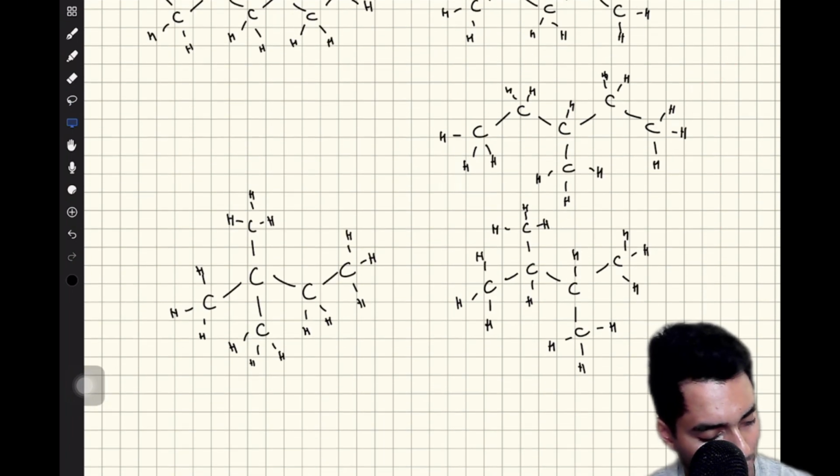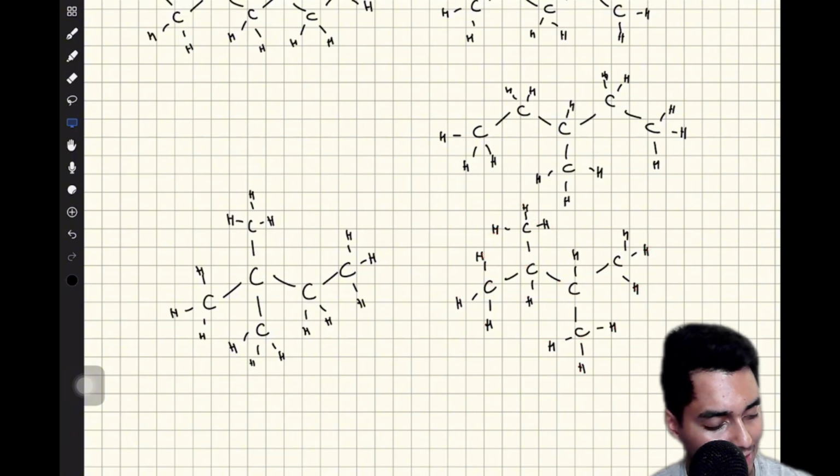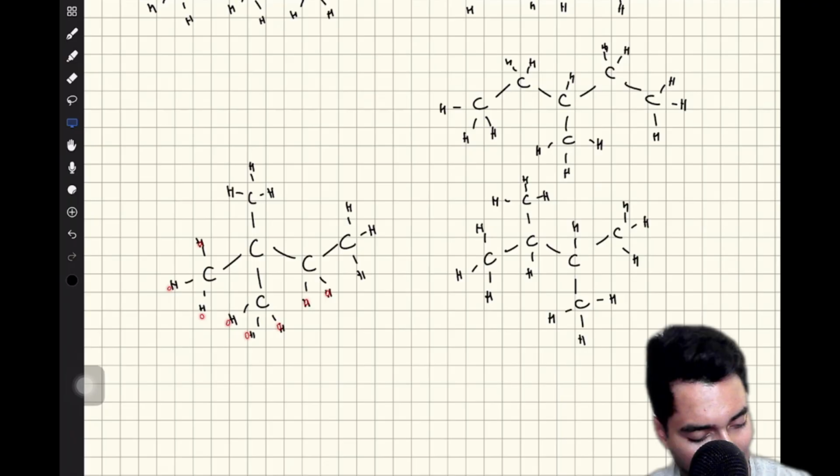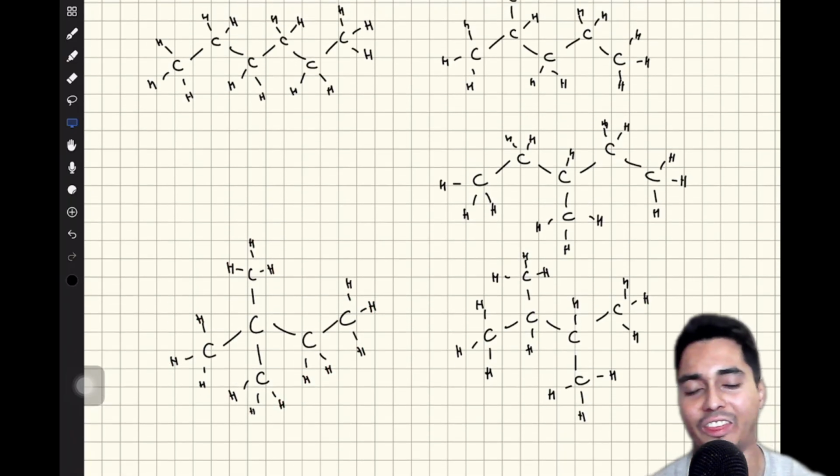2 more to go. 1, 2, 3, 4, 5, 6. Then we have 1, 2, 3, 4, 5, 6, 7, 8, 9, 10, 11, 12, 13, 14 H's that live on this guy as well. Finally, last but not least, 1, 2, 3, 4, 5, 6. And then 14 H's, C6H14 there.